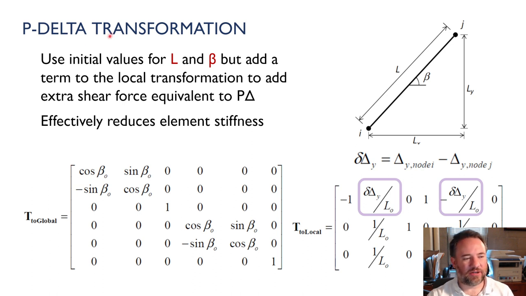Now in practice, you might not notice that big of a difference between P-delta and co-rotational. It depends on the situation, depends on what kind of elements you have in the model, how many there are, et cetera, et cetera. But P-delta transformation does pretty much just as good of a job as the full co-rotational for most types of situations that we run into in structural analysis.